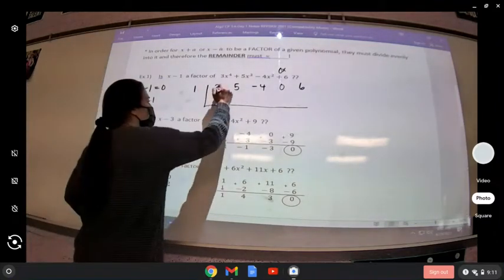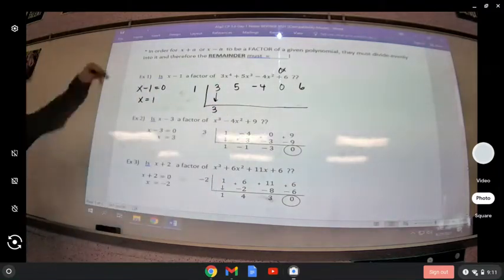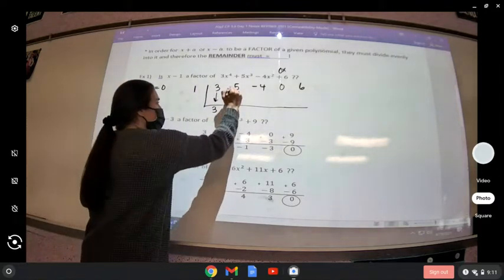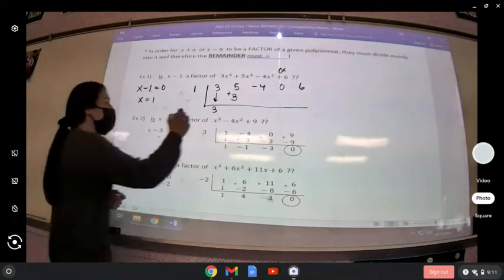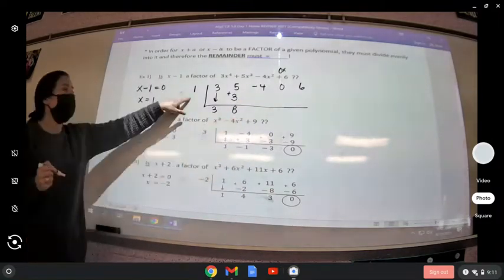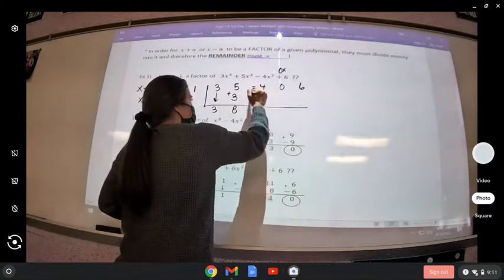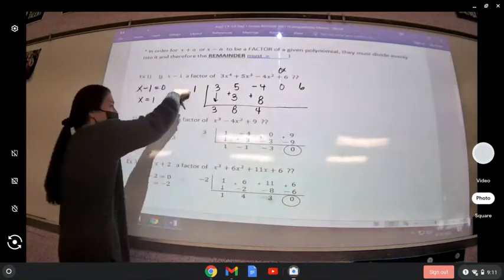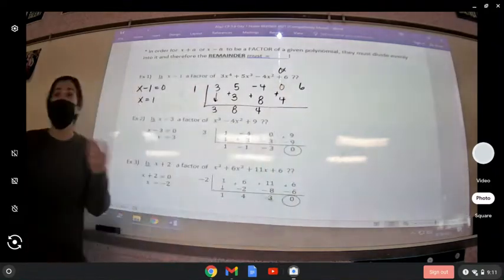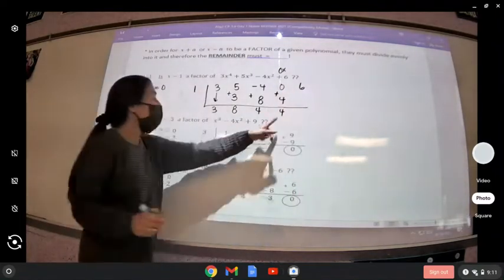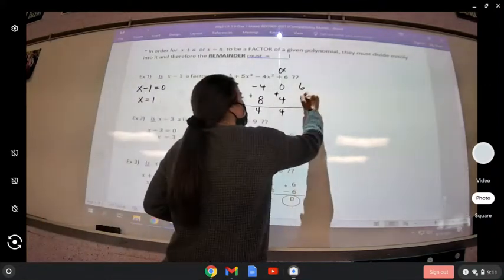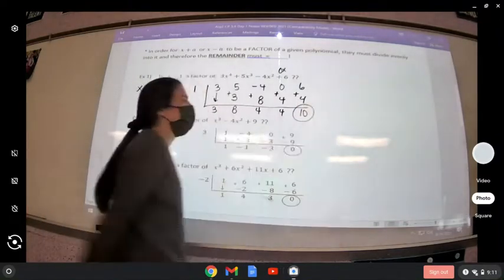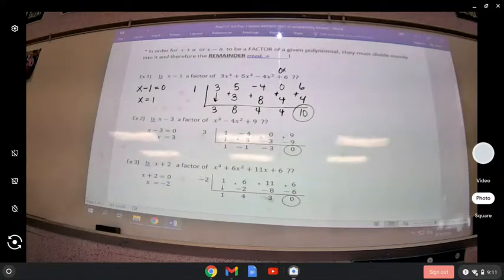All right, so let's bring down the 3, and we begin that whole multiply, add process. 3 times 1 is 3, and now we add. 5 plus 3 is 8. 8 times 1 is 8, now we add. -4 plus 8 is 4. 4 times 1 is 4. 0 plus 4 is 4. And 4 times 1 is 4. We add, and oh no, 6 plus 4 is 10. Circle the last number. That would be the remainder when you divide this in.